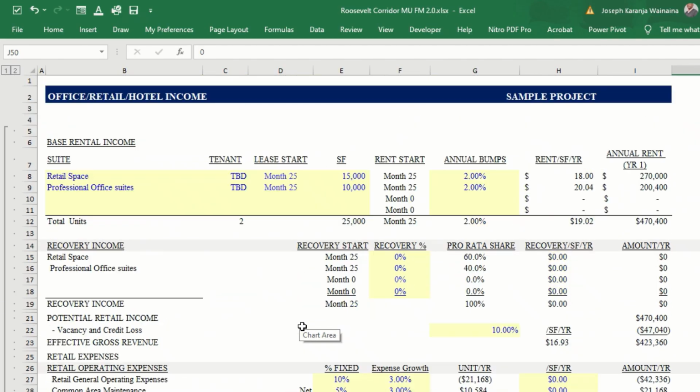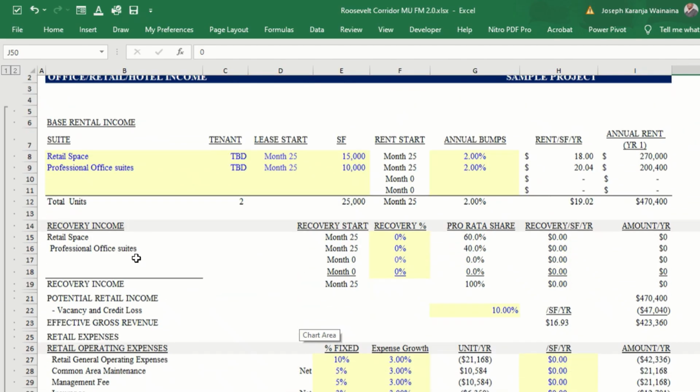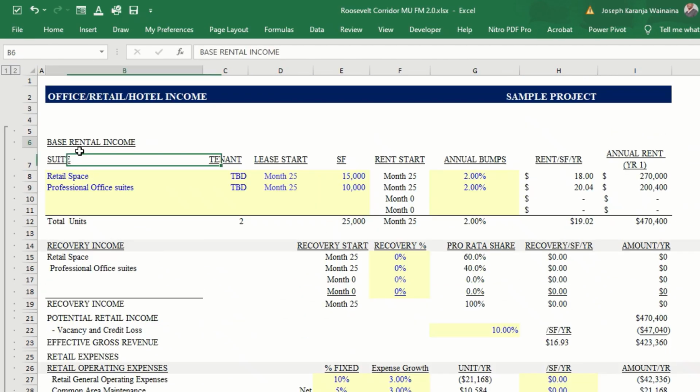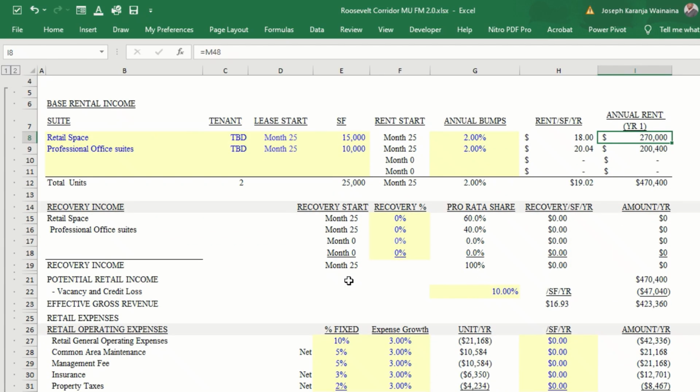So here we do also have the retail section. These are for the revenues. This is the base rental income. I can see for the retail space, this is a tenant indicated. This is a lease start date, the square feet that the tenant has leased. And this is the rent per square foot per year. And this is the total rent for year one.